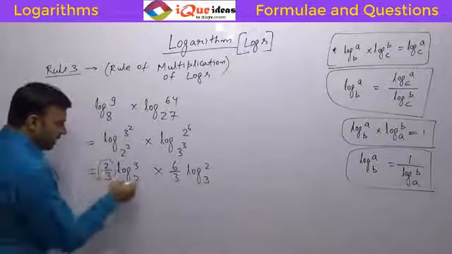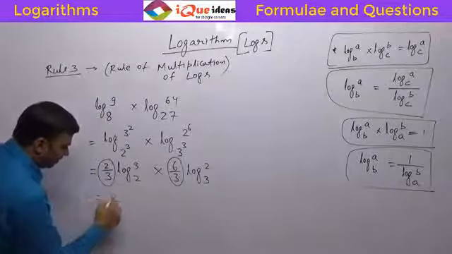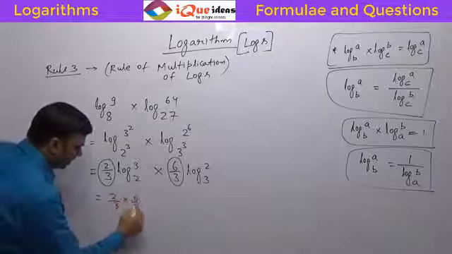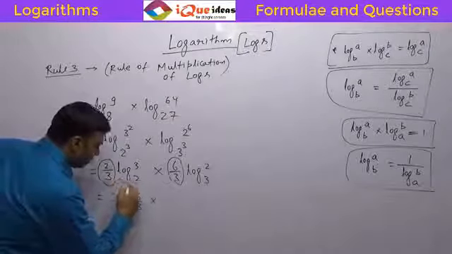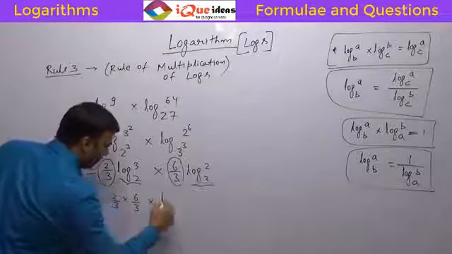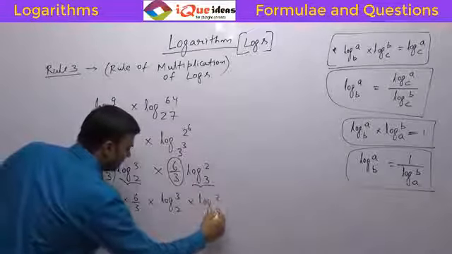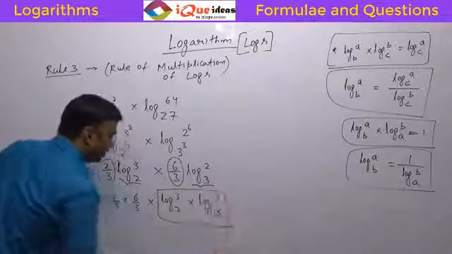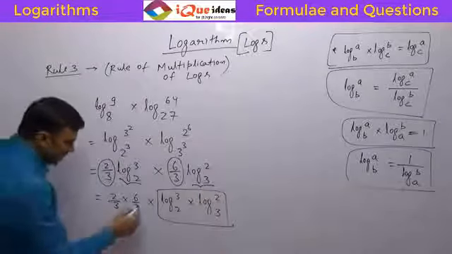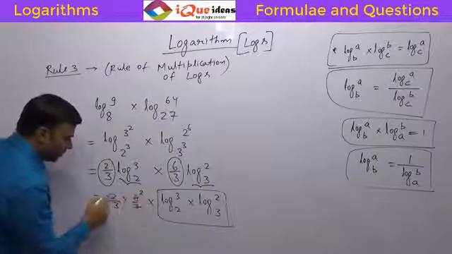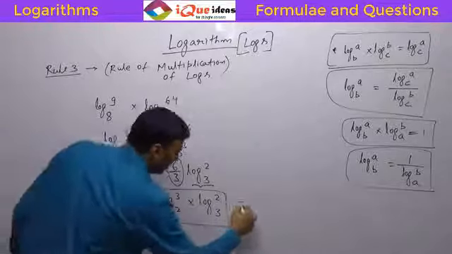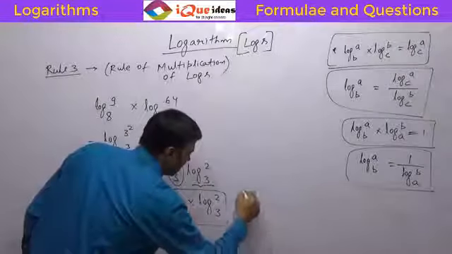Now put 2 by 3 and 6 by 3 together, 2 by 3 into 6 by 3, and let's put these two logs together. So we have log 3 to the base 2 into log 2 to the base 3. As you can see, this portion becomes directly equal to 1. This 3 cancels 6 two times, and we have 2 into 2, 4 by 3. So the final answer is 4 by 3.